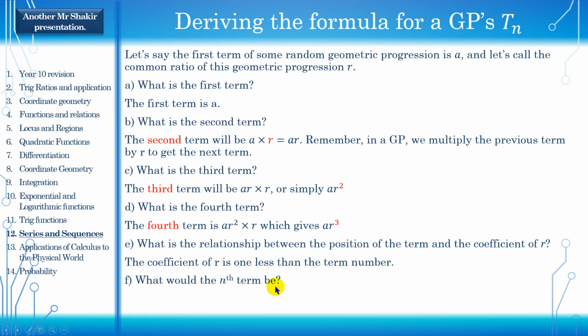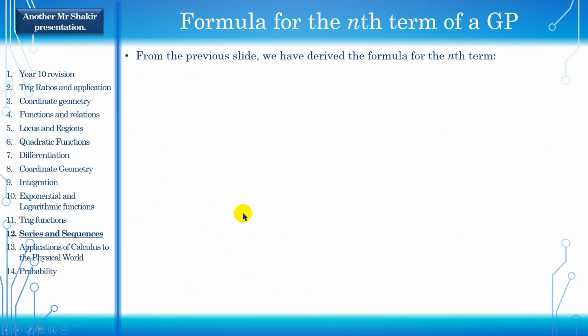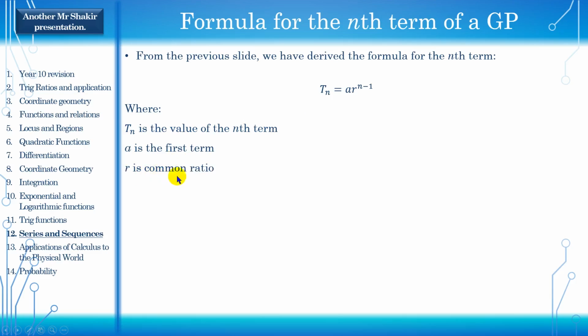So what would the nth term be? The formula for the nth term in any geometric progression. Well, the nth term will be ar to the power of n minus 1. 1 less than that. 4, 3. 3 is 1 less than 4. 2 is 1 less than 3. And n minus 1 is 1 less than n. And so that is the formula. The formula for the nth term of a geometric progression is given by the first term multiplied by the common ratio to the power of n minus 1. Now, T of n is the value of the nth term, a is the first term, r is the common ratio, n is the term number within the sequence.